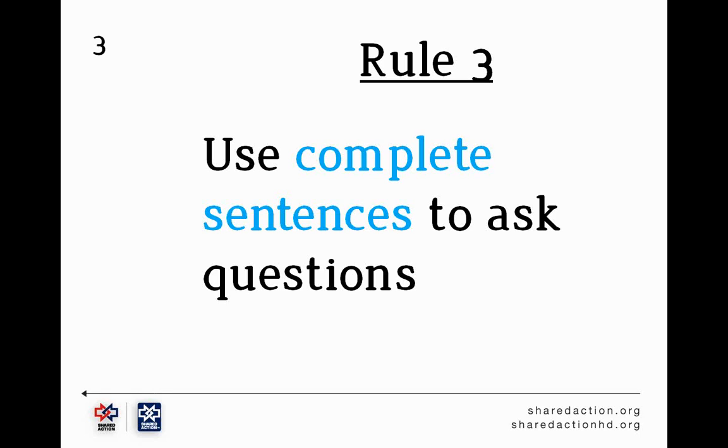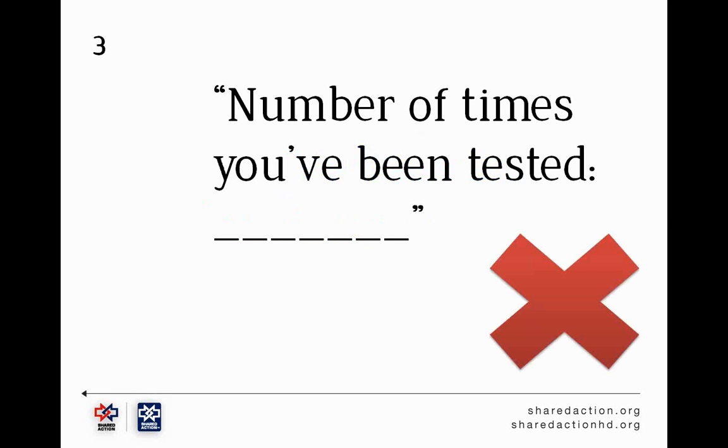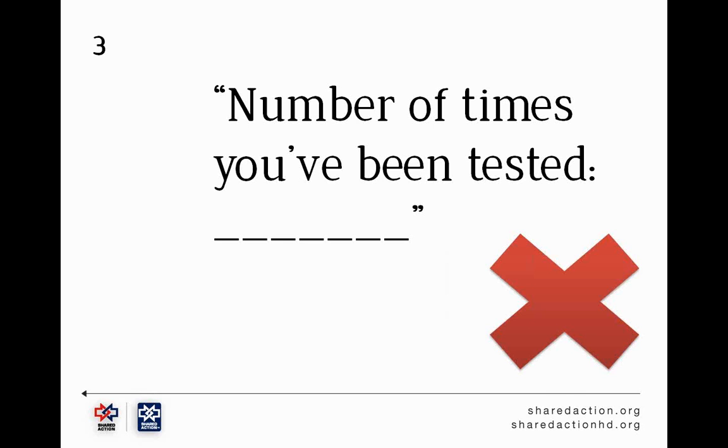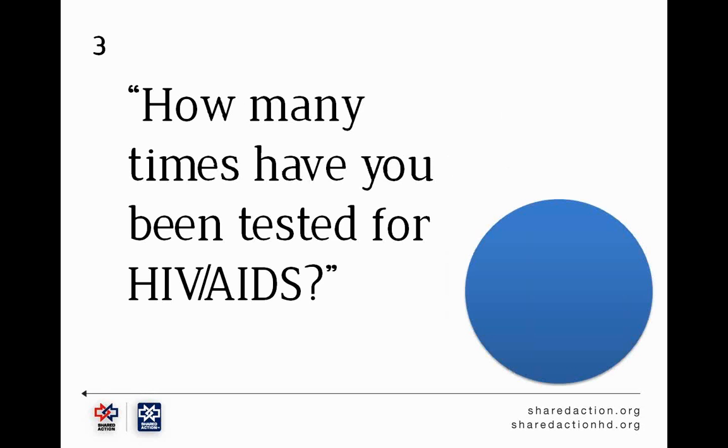Rule 3, or principle 3, is use complete sentences to ask questions. Kind of a no-brainer, but an example you may not think of is if your question is just, number of times you've been tested, fill in the blank. This could easily be fleshed out to be, how many times have you been tested for HIV and AIDS? There's a small chance that with the first version, they may misinterpret it. You never know, so you always want to use complete sentences.